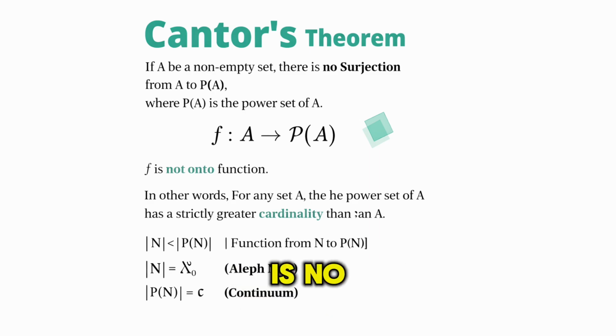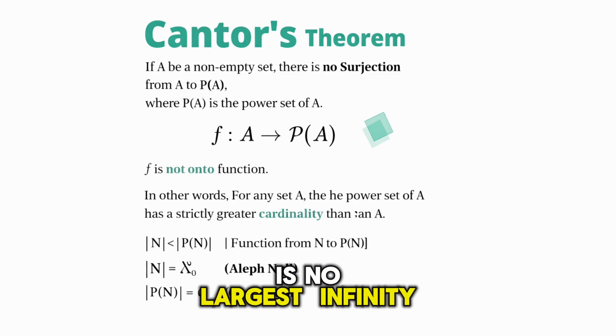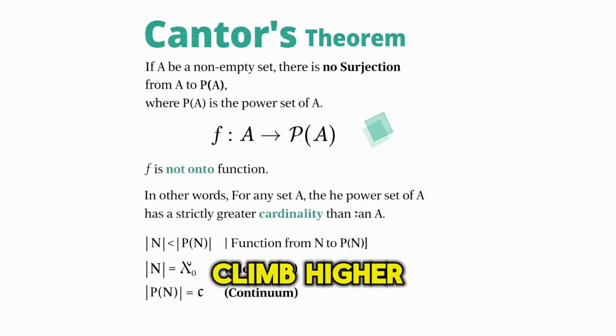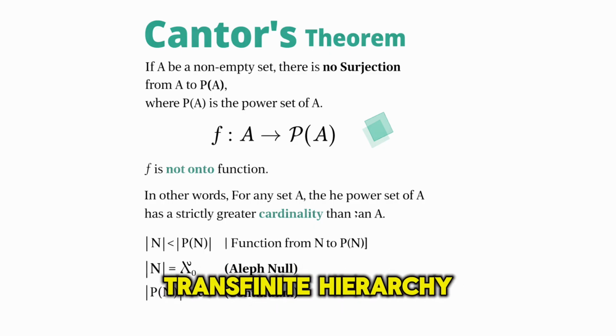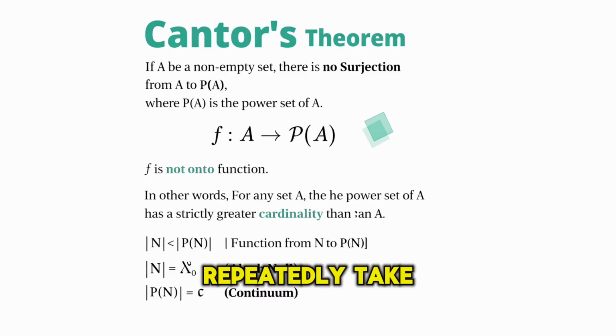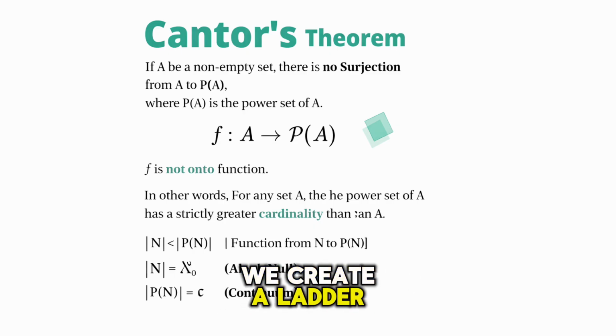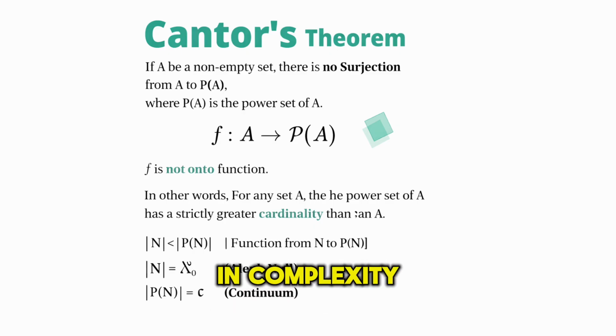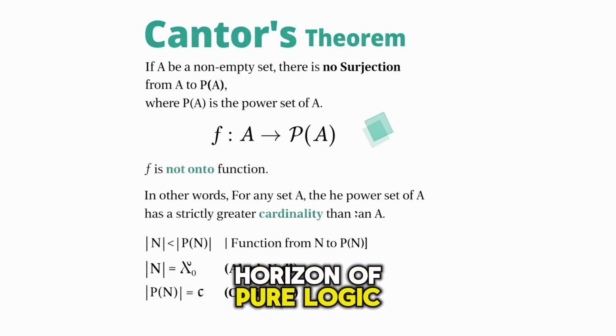This implies that there is no largest infinity. We can always take a power set to climb higher into the transfinite hierarchy. If we start with the natural numbers and repeatedly take the power set, we create a ladder of infinities that grows in complexity and scale, stretching toward an unreachable horizon of pure logic.